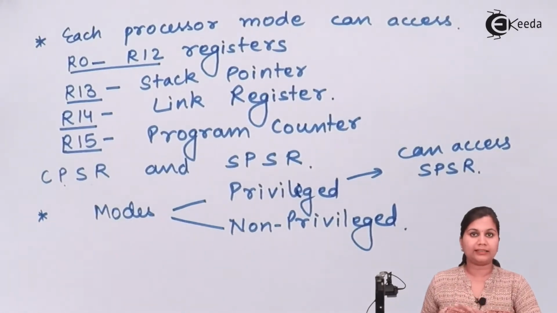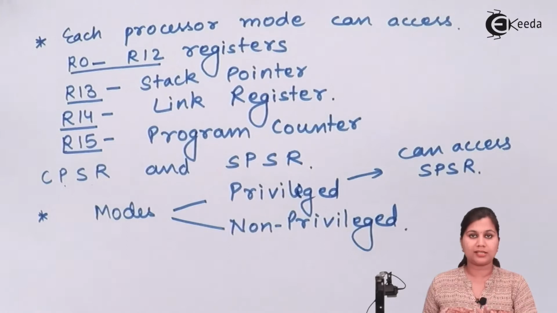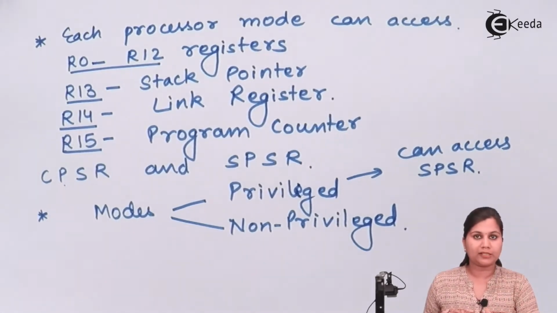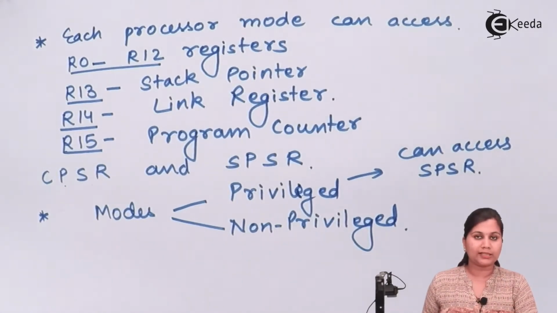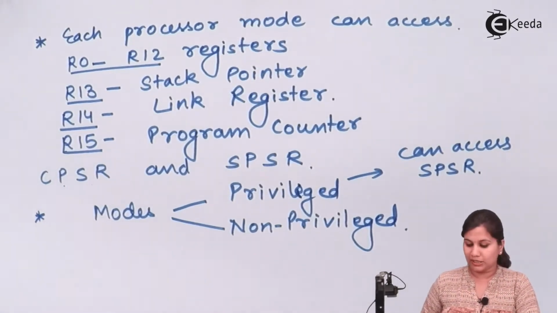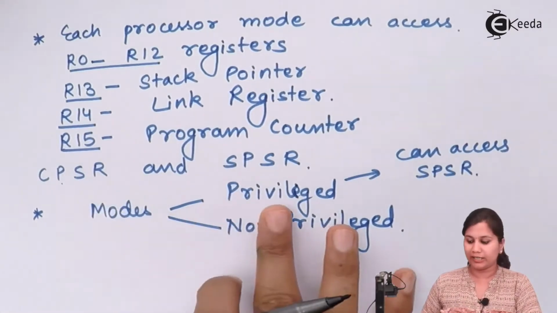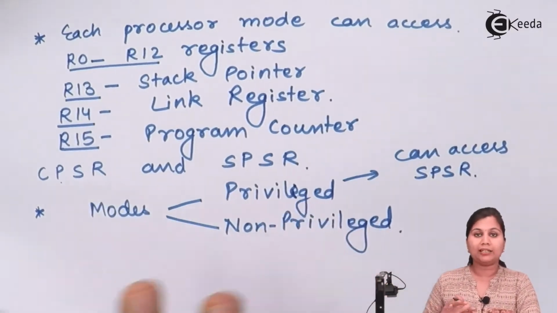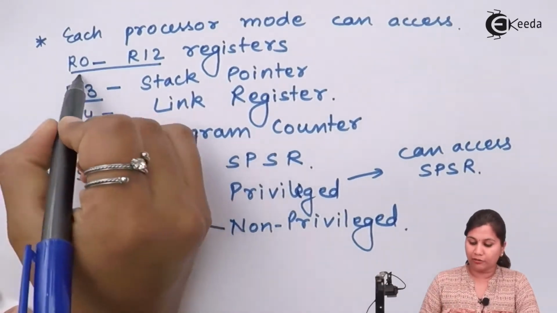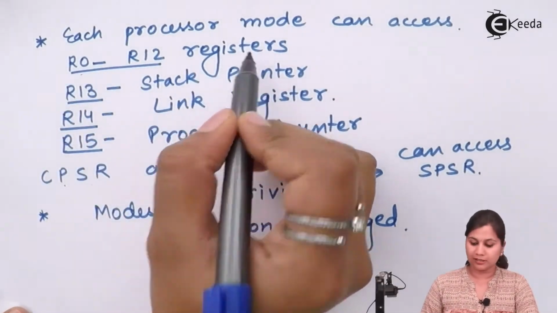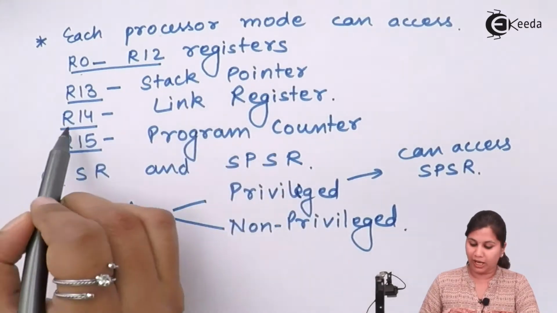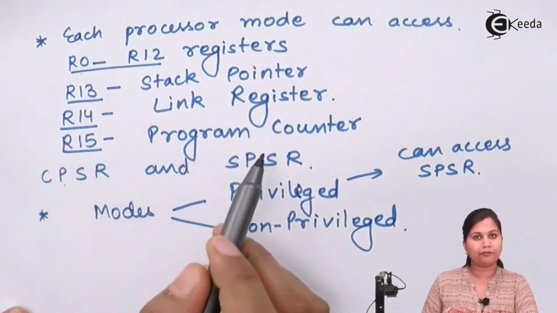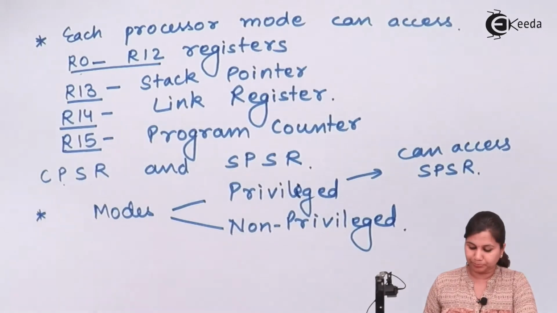We have seen that there are 37 total registers. Out of those 37, there will be 30 general purpose registers, one program counter, one current program status register CPSR, and one SPSR. And in a generalized way, R0 to R12 will be the general registers, R13 will be the stack pointer, R14 will be the link register, and R15 will be the program counter. Now let's see the programming model of the ARM processor.